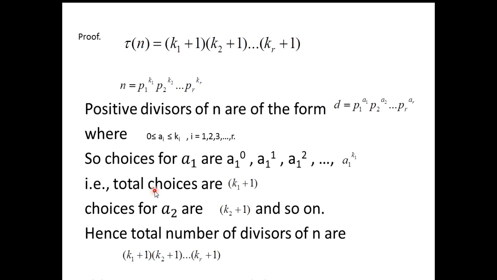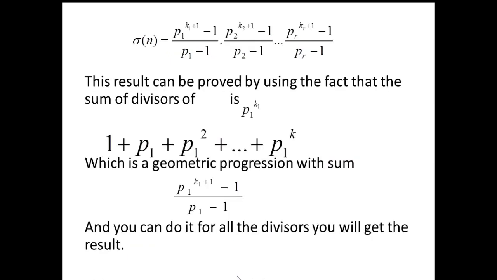So choices for a1 are p1 to the power 0, p1 to the power 1, up to p1 to the power k1. So in total they are k1 plus 1 in number. Choices for p2 are k2 plus 1 in number. Choices for p3 are k3 plus 1, and so on. So the total number of divisors of n is k1 plus 1 into k2 plus 1 into kr plus 1.